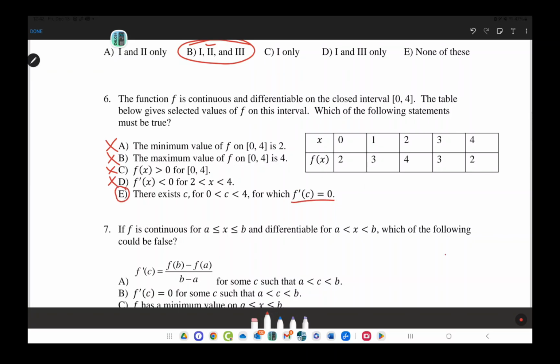Because this is the mean value theorem: f prime of c will equal f of b minus f of a over b minus a, and that's 2 minus 2 over 4 minus 0, so 0 over 4, or 0. So you're guaranteed that there's an f prime of c that's equal to 0, because it does follow the mean value theorem, the MVT, because it is continuous and differentiable. So therefore, this is true. Just E.